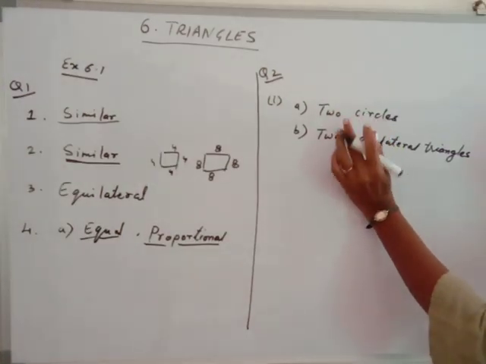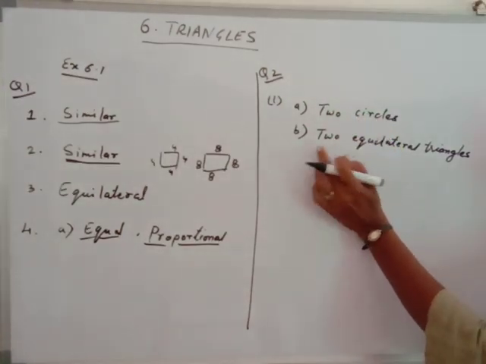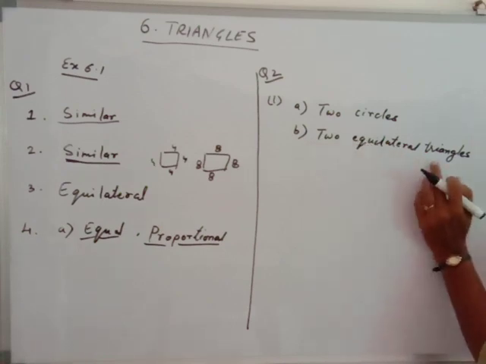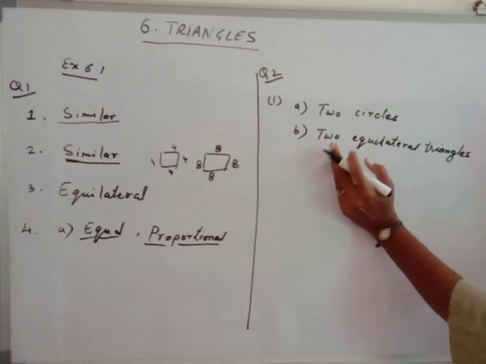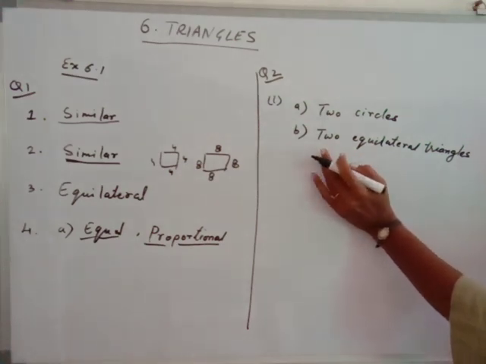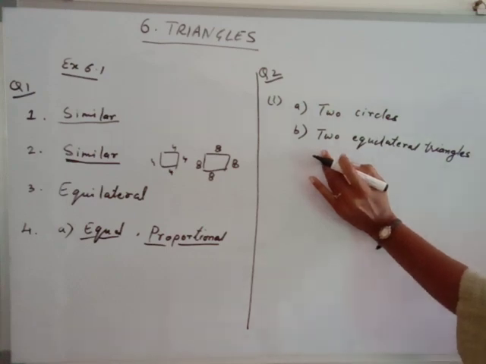So two circles are an example of similar figures. Two equilateral triangles, again an example of similar figures. If more are asked, you can say squares, a pair of squares. All are examples of similar figures.